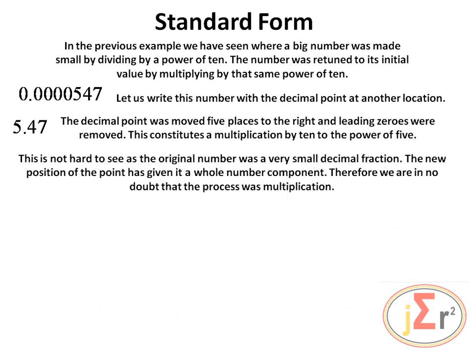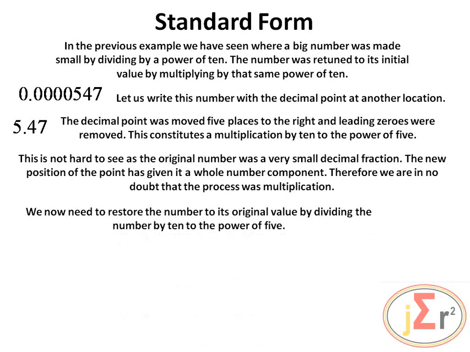This is not hard to see, as the original number was a very small decimal fraction. The new position of the point has given it a whole number component. Therefore, we are in no doubt that the process was multiplication. So we are sure that we multiplied, moving the decimal point 5 places. That means we multiplied by 10 to the power of 5.